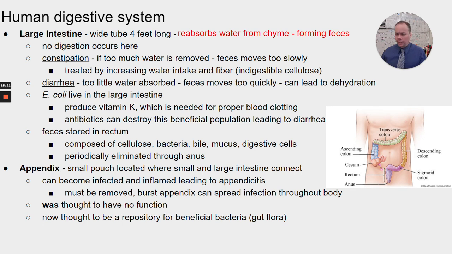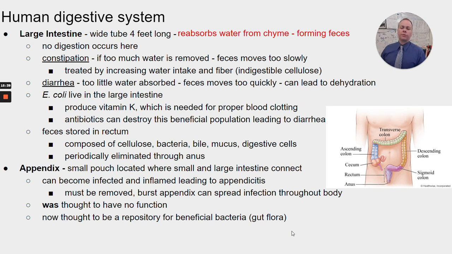There's also an organ that's part of the large intestine called the appendix. And we can see the appendix here. It's just a little projection, kind of a little tail that's right near where the small intestine leads to the large intestine. And sometimes this can get infected.